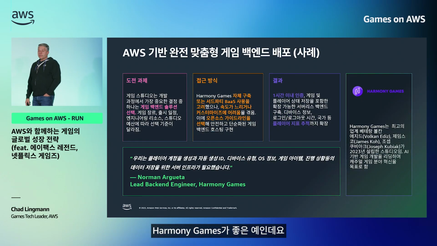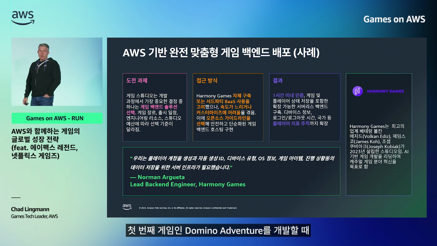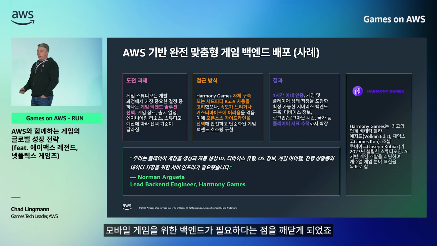So Harmony Games is a great example here. They were a new studio that was founded by some industry veterans. And when they were building their first game, Domino Adventure, they started out like every other studio, realizing they needed a backend for their mobile game.